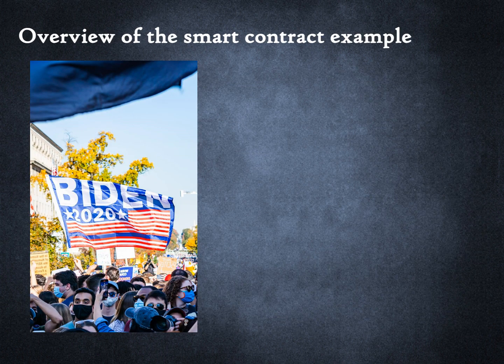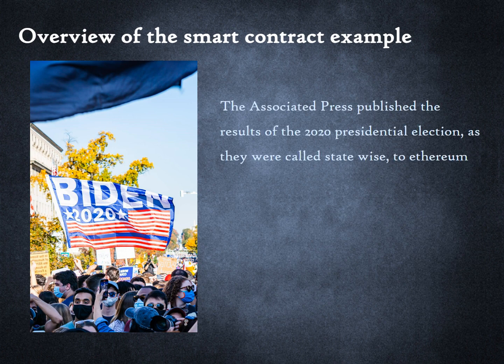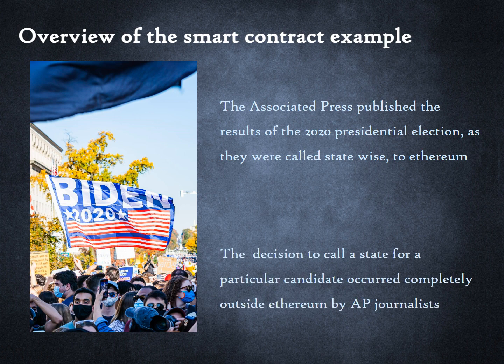At this point, you may be wondering what is the purpose of the smart contract example that we just reviewed. The Associated Press published the results of the 2020 presidential election, as they were called state-wise, to Ethereum. The smart contract address that we just viewed was where the results were placed. The decision to call a state for a particular candidate occurred completely outside Ethereum. This decision was made by AP journalists who were specialists in predicting results based on voting counts as they emerge.